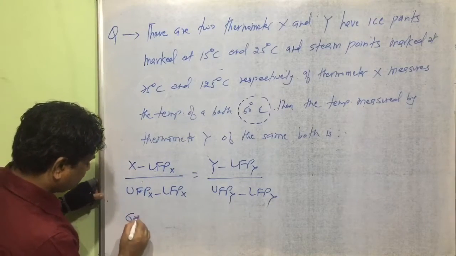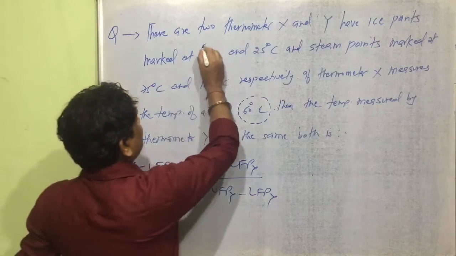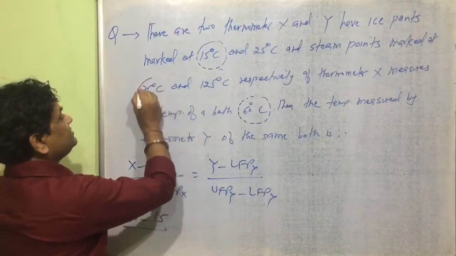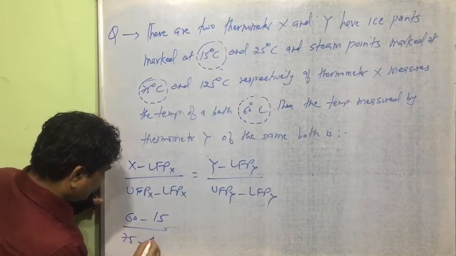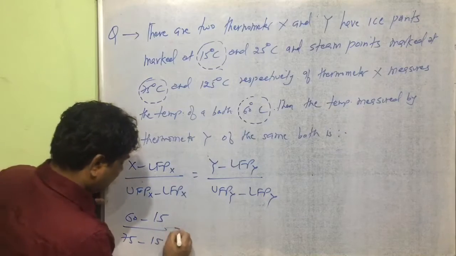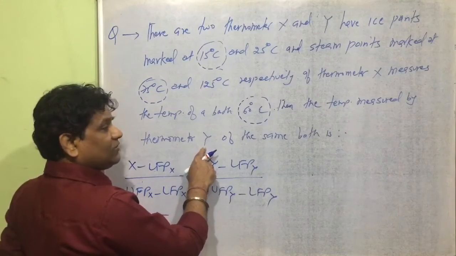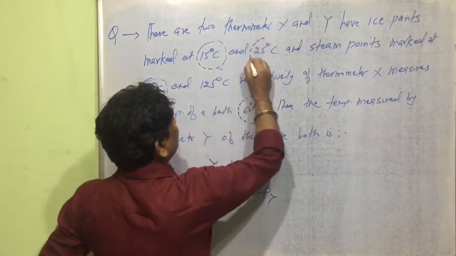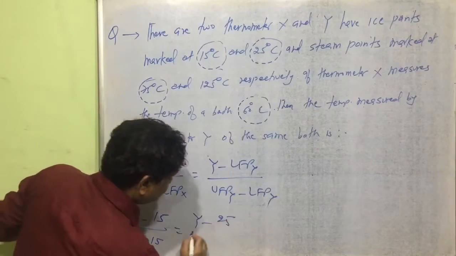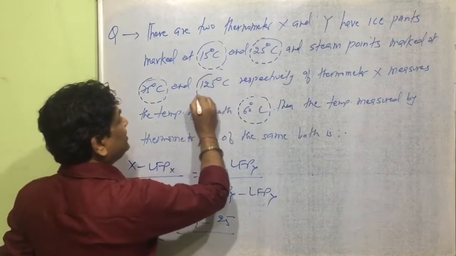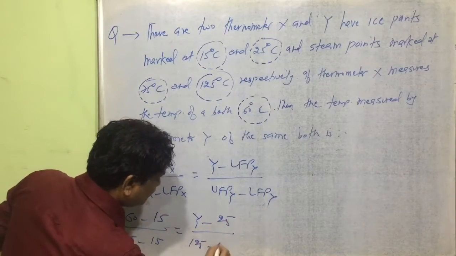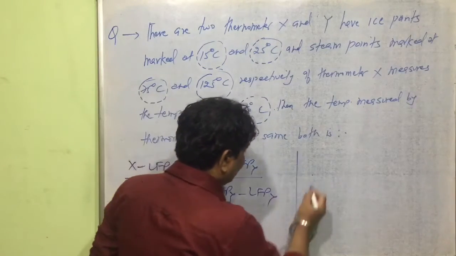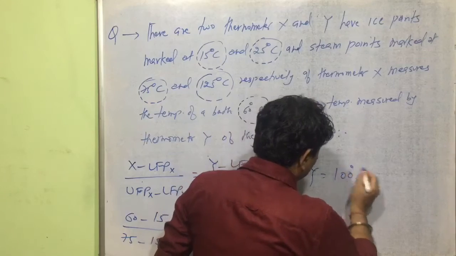So X is equal to 60 minus lower fixed point on X scale, 15 degrees Celsius, divided by upper fixed point on X scale, 75 degrees Celsius, minus lower fixed point on X scale, 15, is equal to the reading of thermometer Y of the same bath, which is asked. So Y minus lower fixed point on Y scale, 25 degrees Celsius, divided by upper fixed point on Y scale, 125 degrees Celsius, minus lower fixed point on Y scale, 25. Now solving this relation, you will get the value of Y. Y will come 100 degrees Celsius.